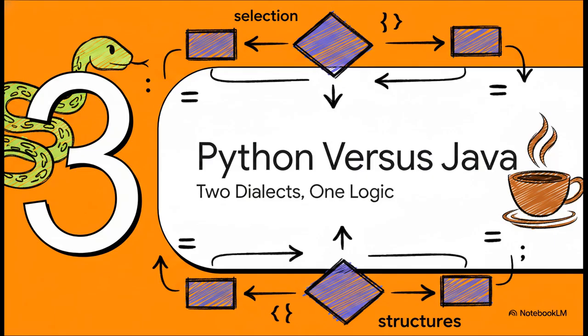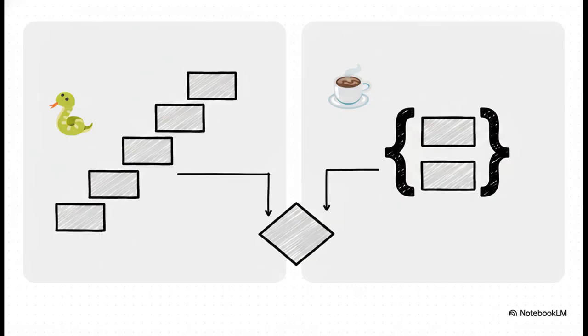Let's move to Section 3 and see how this builds into real code. Python versus Java. Two dialects, one logic. Okay, so when we look at Python, you'll notice it relies heavily on formatting. It uses a colon right after the condition and relies on strict indentation, literally the blank space on the left side of the screen, to show which statements belong to which block. It also uses that handy shorthand, elif.